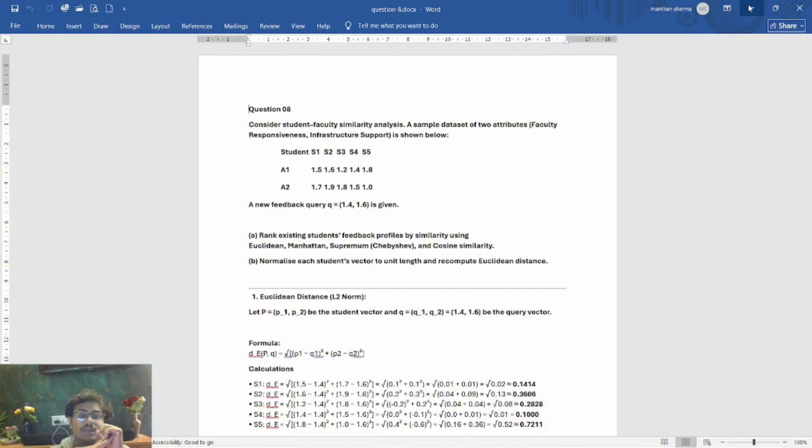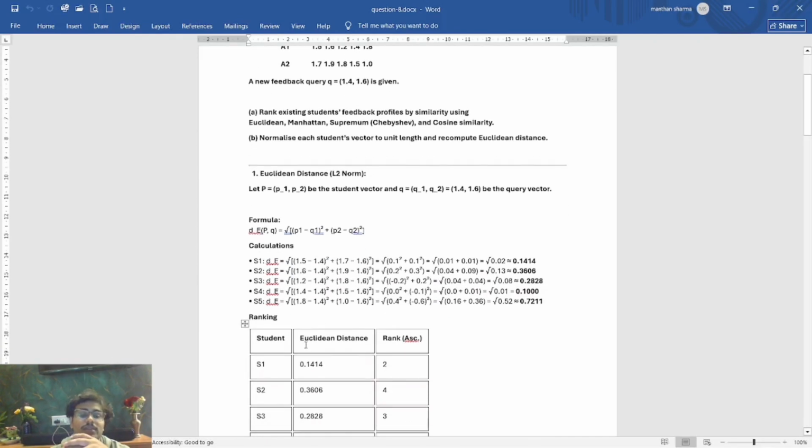The given data is S1, S2, S3 student vectors, and A1, A2 are their feedback queries. So first let's move on to the Euclidean distance. Let P = (P1, P2) be the student vector, and Q = (Q1, Q2) = (1.4, 1.6) be the query vector. So D = d(P, Q) = the square root of (P1 minus Q1) squared plus (P2 minus Q2) squared. I will apply this formula.